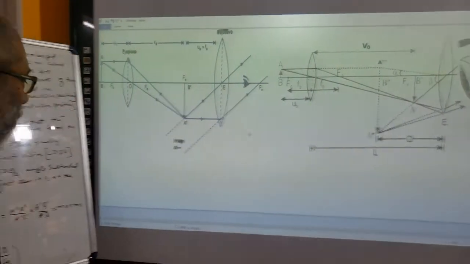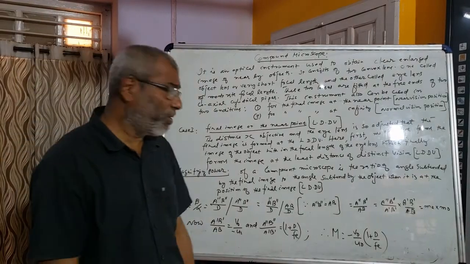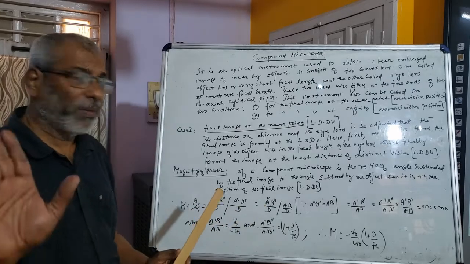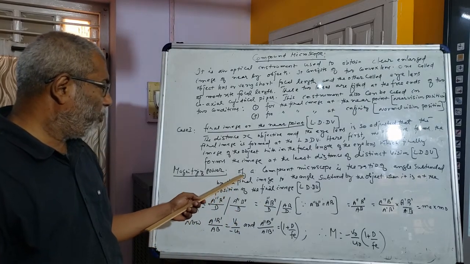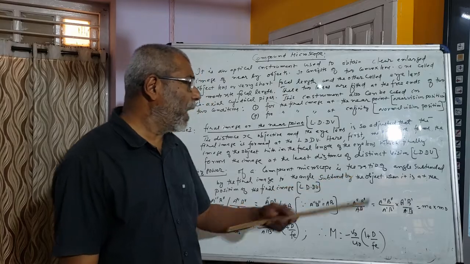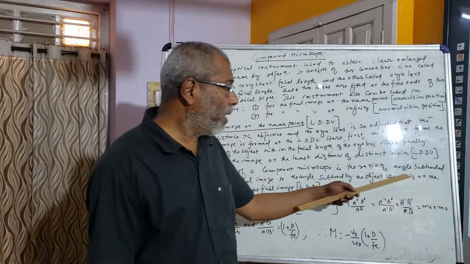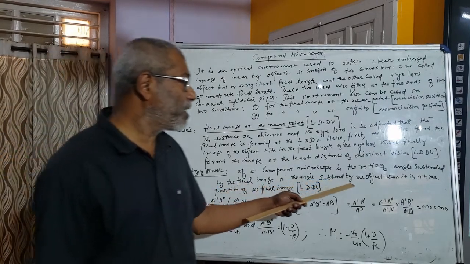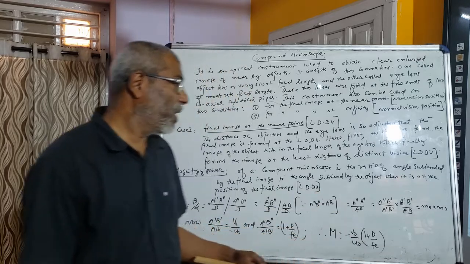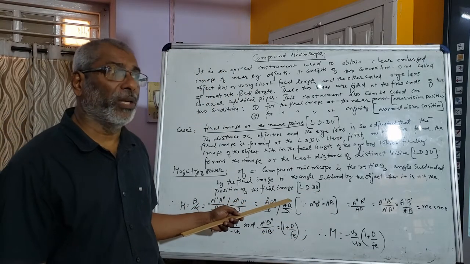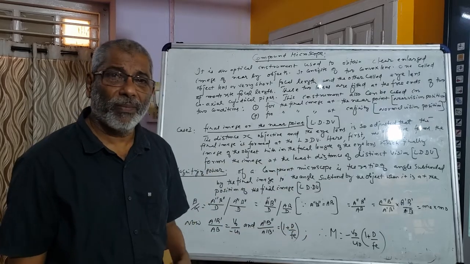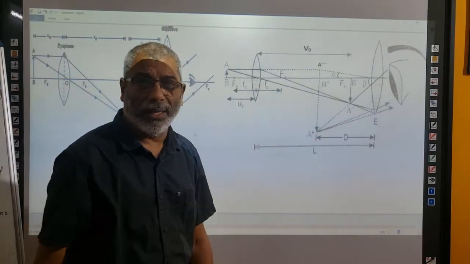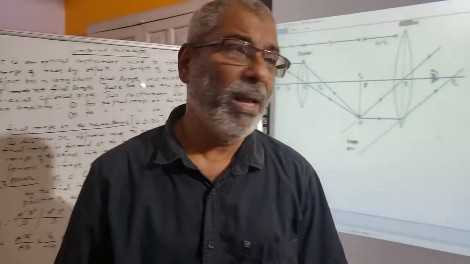Now, we have to calculate the magnifying power of a compound microscope. Magnifying power of a compound microscope is defined as the ratio of the angle subtended by the final image to the angle subtended by the object when it is at the position of the final image. Where is the position of the final image? Final image is at a distance D from the eye. Am I correct?